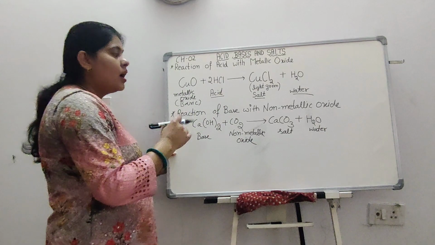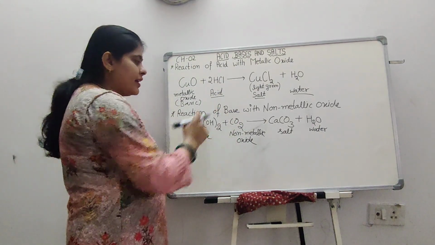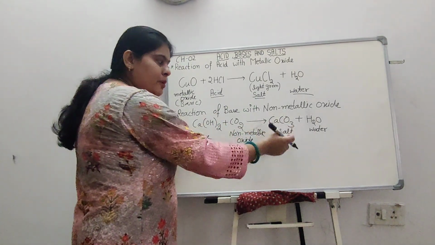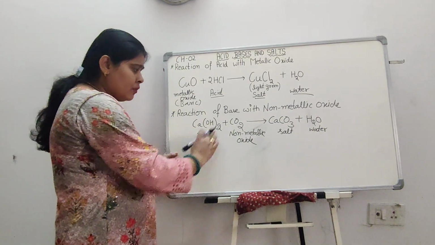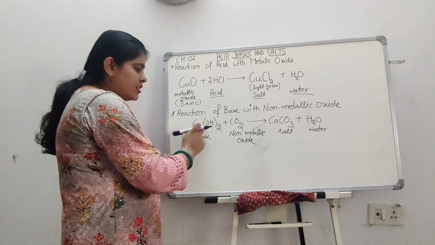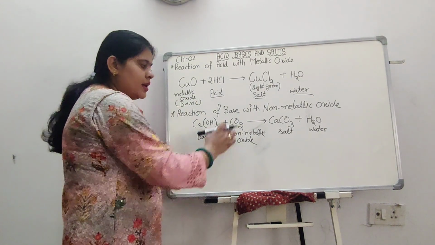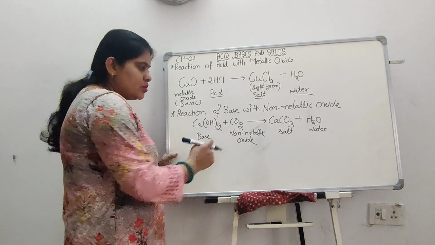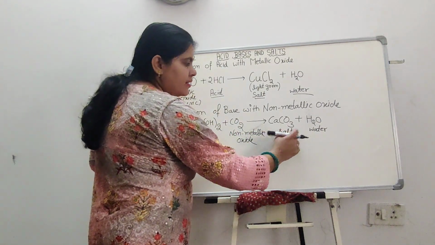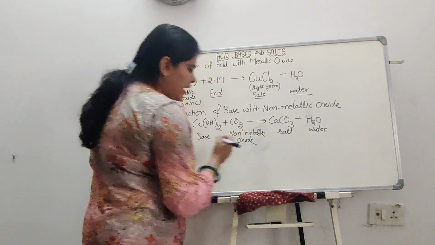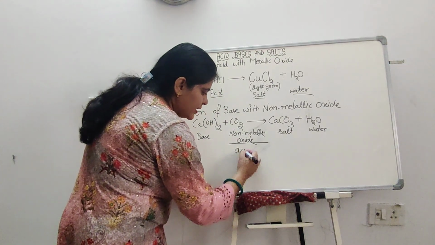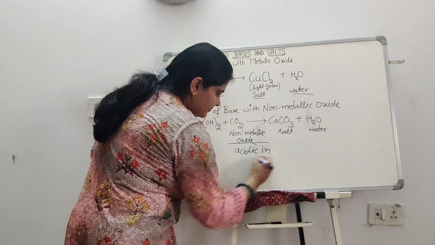Now next, how do non-metallic oxides react with a base? When a base reacts with a non-metallic oxide, again it produces salt and water. For this, we will take the base calcium hydroxide. When we do the reaction between calcium hydroxide and carbon dioxide, carbon dioxide is a non-metallic oxide. So when the reaction takes place, we will get salt and water. The salt is calcium carbonate. So this reaction indicates that non-metallic oxides are acidic in nature.